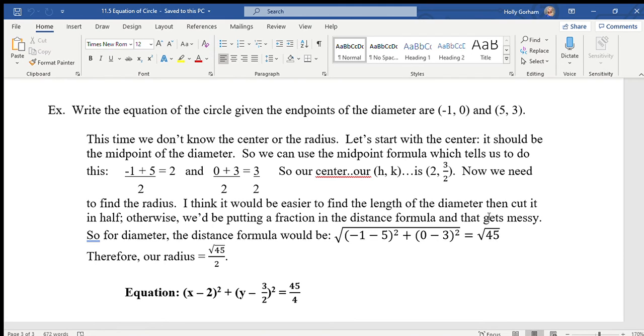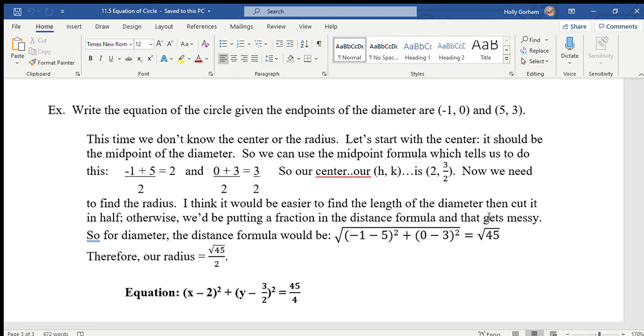So if we use the distance formula to find the diameter, we would take the square root of -1 minus 5 squared plus 0 minus 3 squared. And when you evaluate through, you're going to get root 45. Now, even though that factors down, don't factor it yet. So root 45, that's the diameter, which means the radius is half of that, so that would simply be root 45 over 2. Remember, we've talked about that to take half of something, if it's not an even number, you just put it over 2.